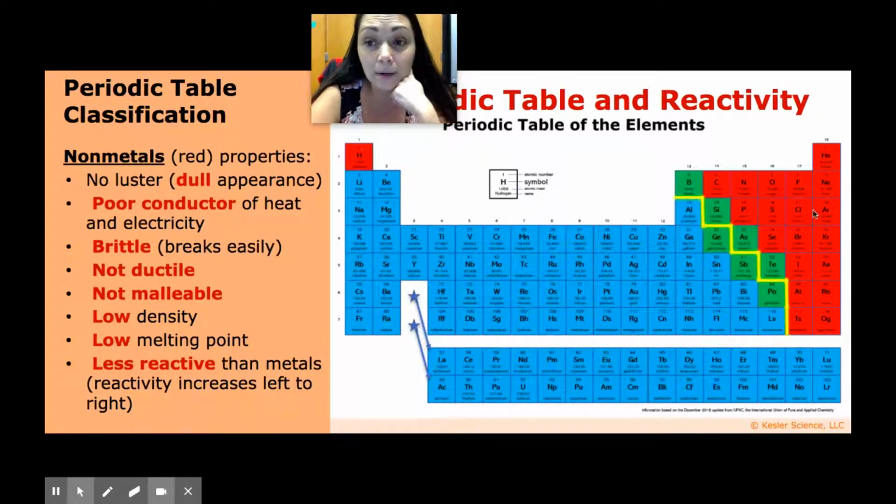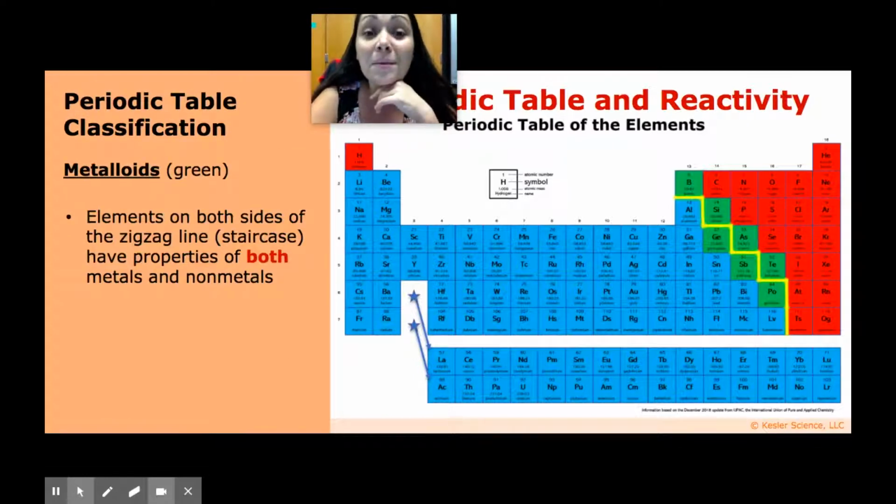So then you have your nonmetals, the reds. They are poor conductors. They don't conduct electricity well. They're brittle. They break easy. They're not bendable, not malleable, and they have low density, low melting point. Then the metalloids, y'all, my favorites. They're like a little bit of both.